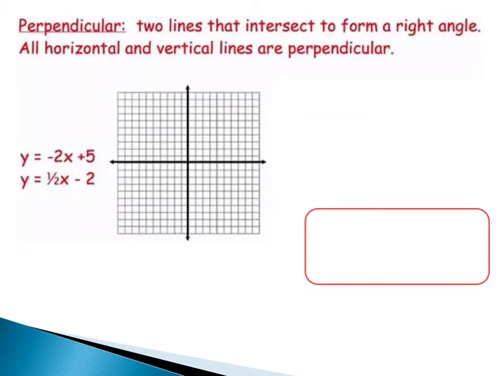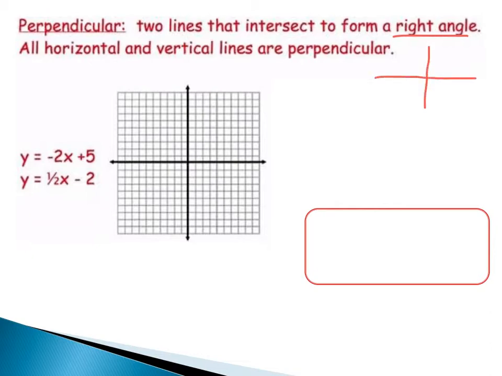All right, next one, let's take a look at what does perpendicular mean. Parallel means that they have the same slope. Perpendicular is something different. Perpendicular means it's two lines that intersect to form a right angle. What the heck is a right angle? Well, a right angle is really a 90-degree angle.